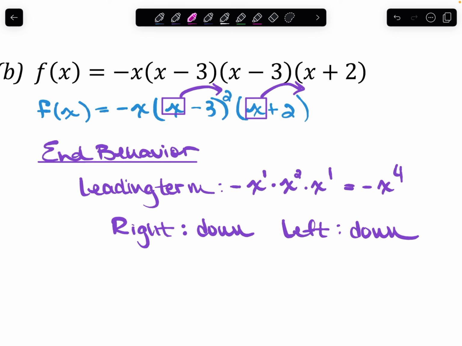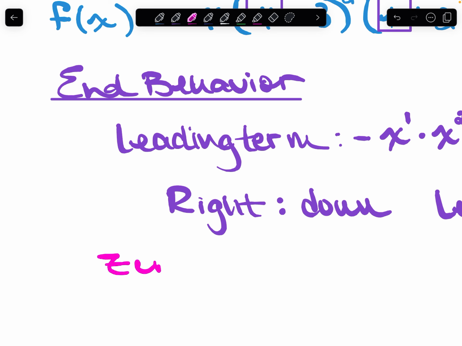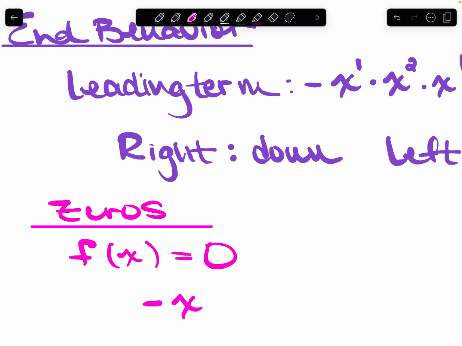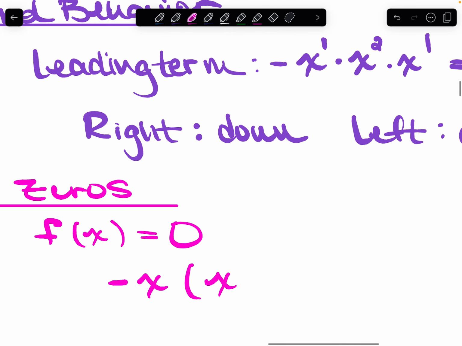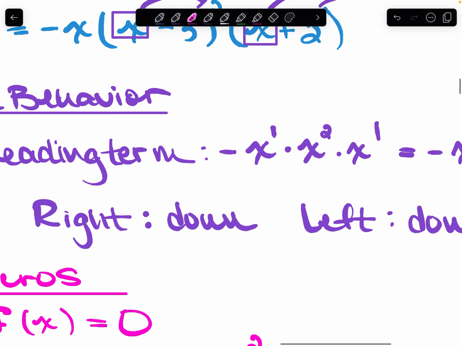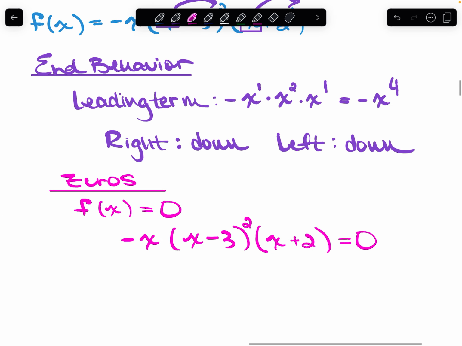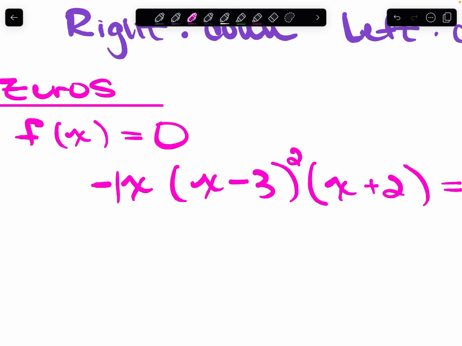All right, for our zeros or x-intercepts, we're setting our polynomial equal to 0. So I'm going to go get my polynomial, negative x times x minus 3 squared times x plus 2. All right, it's already in factored form, so we just set each factor equal to 0. That negative 1 on the very front here is a non-variable factor, so we can just ignore it. So I'm setting x equal to 0. The exponent on that singular x is a 1, so multiplicity 1.